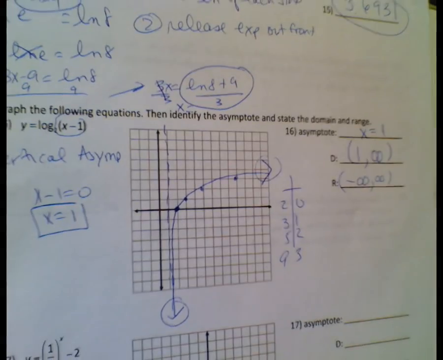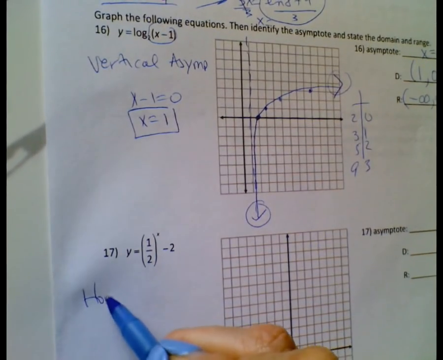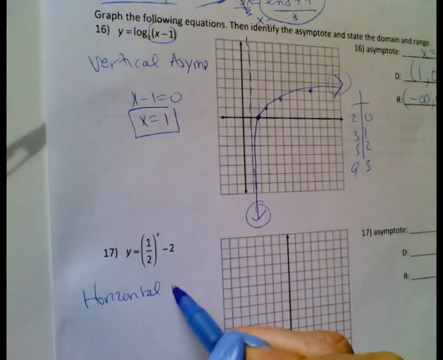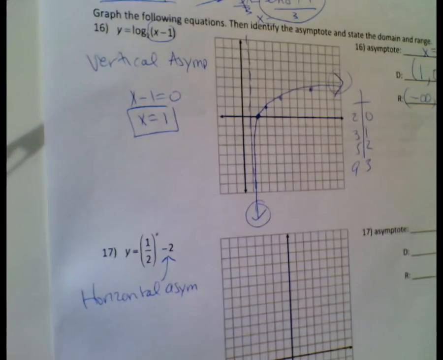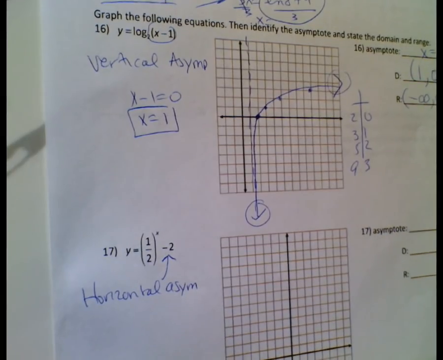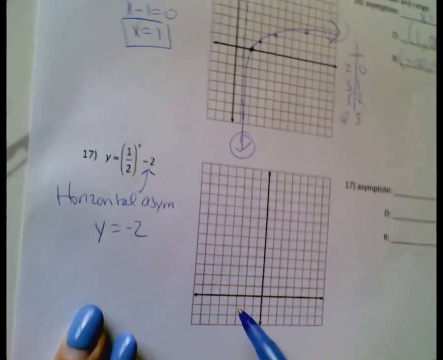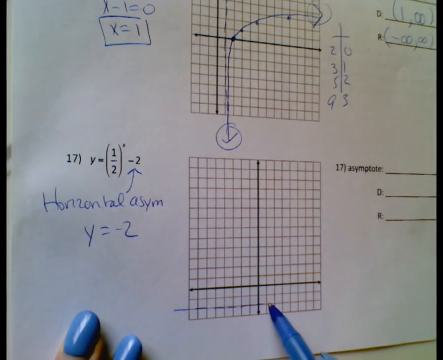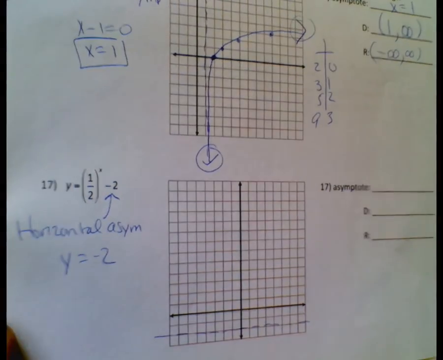So for the next one, this is an exponential graph. It doesn't have a log in it. So this one has a horizontal asymptote. And it's the number that's added or subtracted at the end. So if there's nothing there, if there's nothing added or subtracted, it's just 0. So in this case, it's y equals -2. So this is going to be a horizontal line that it doesn't touch. So everything's going to be above that line.